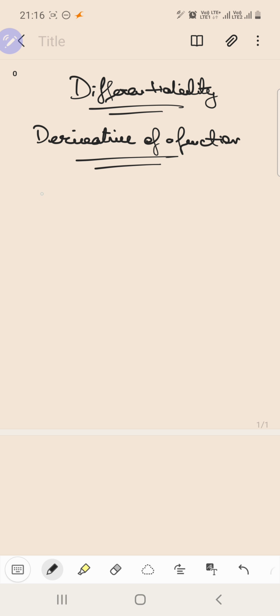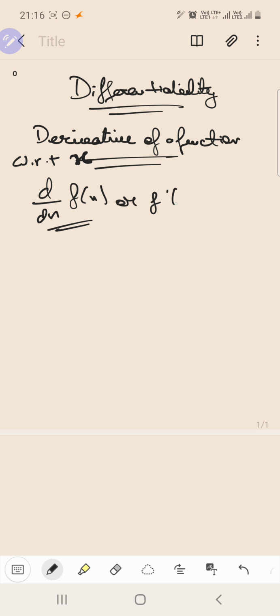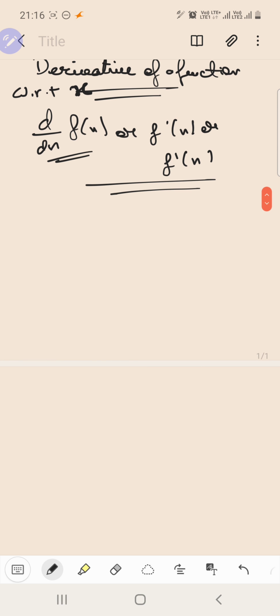So, the derivative of a function is given as d/dx of f(x). The derivative of a function with respect to x is given as d/dx of f(x), or f'(x), or f1(x). Now, basically, whatever the independent variable you have in the function, you differentiate that function with respect to that variable.